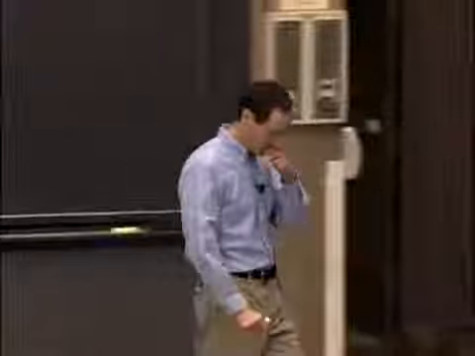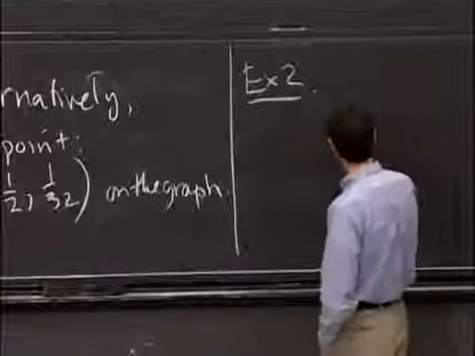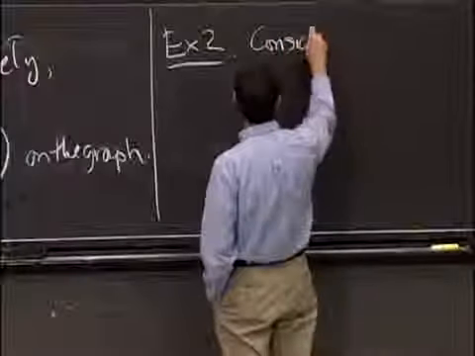Okay, so let's do another example. This is an example to get us used to the notion of constraints. So consider a box without a top.